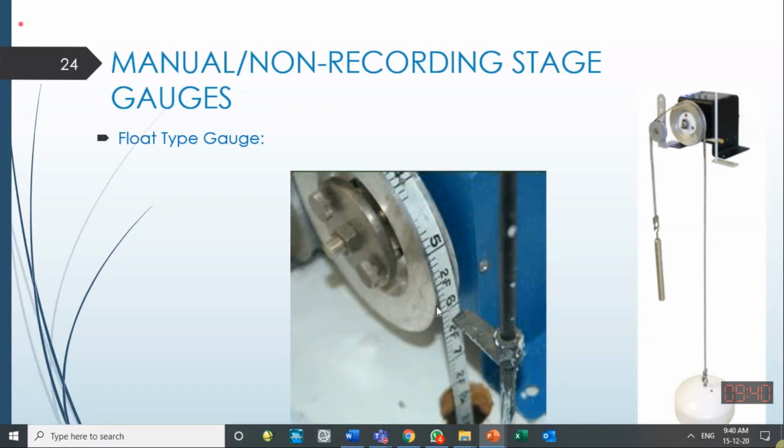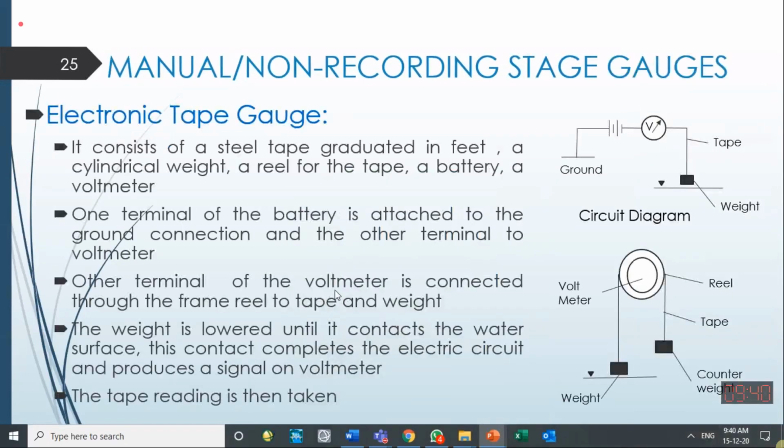So over here they are showing that a tape is being used. Steel tape is being used for estimating the stage at a stream gauging station. In addition to this, sometimes they use electronic instrumentation when this float or this weight connects the water level. A circuit is completed and a signal is generated over here. So then they know that at the moment the float is at the water level, and they note what is the tape reading at this location.